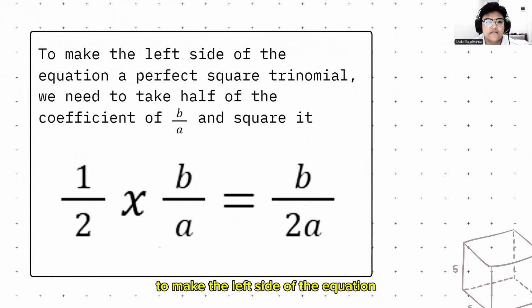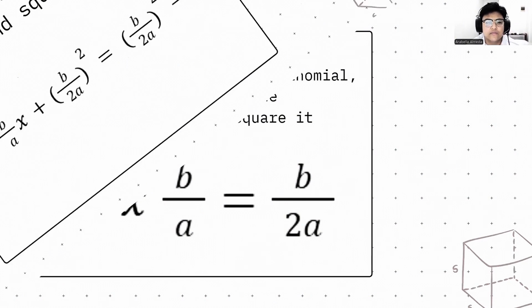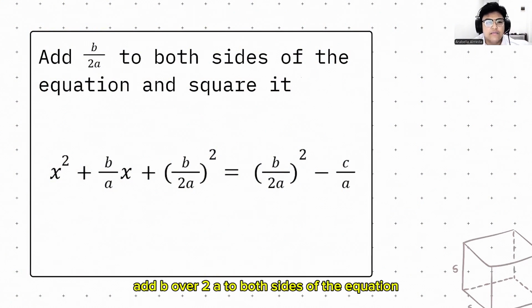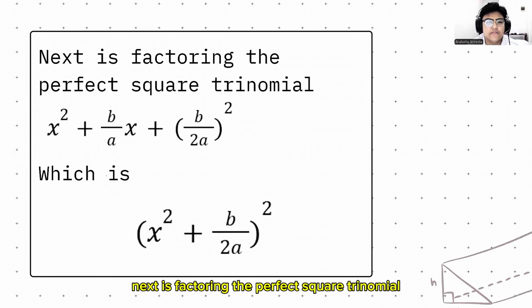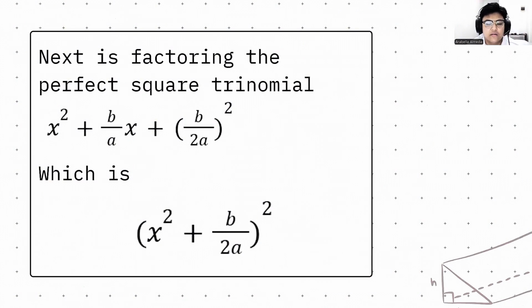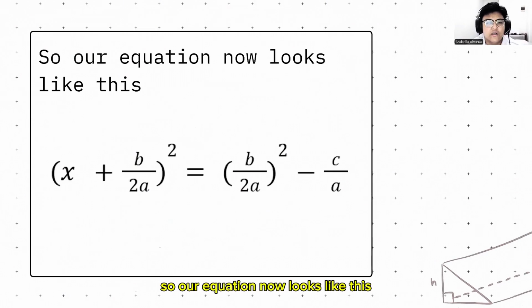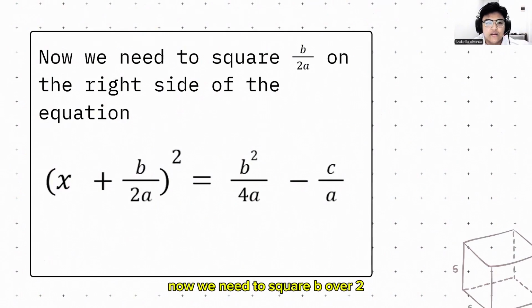To make the left side of the equation a perfect square trinomial, we need to take half of the coefficient of b over a and square it. Add b over 2a squared to both sides of the equation. Next is factoring the perfect square trinomial. So our equation now looks like this. Now we need to square b over 2a on the right side of the equation.